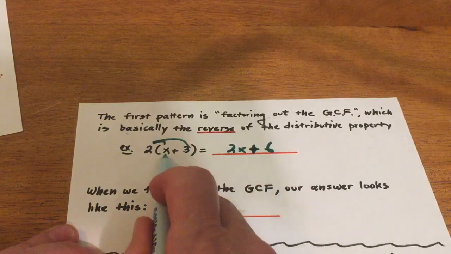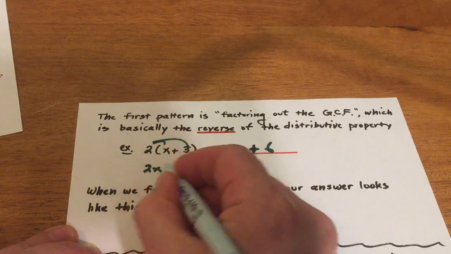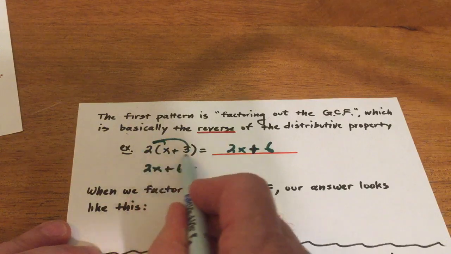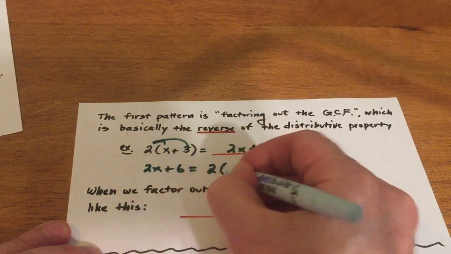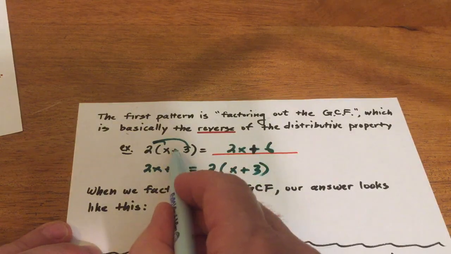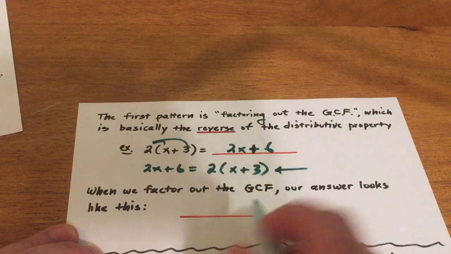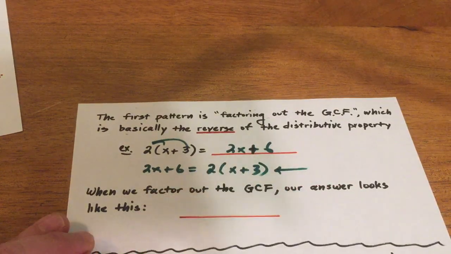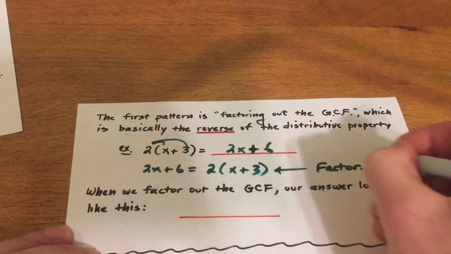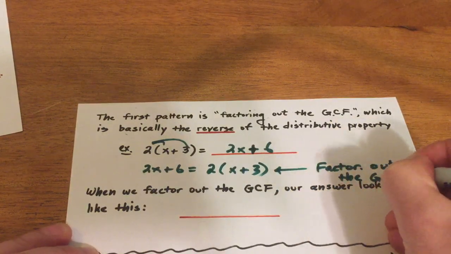However, if we reverse this, so I'm going to take the 2x plus 6, write it first. And then I'm going to take this entire expression here, 2 times the quantity x plus 3. When we reverse, switch the left side and the right side, this right here is basically factoring out the GCF process right there.